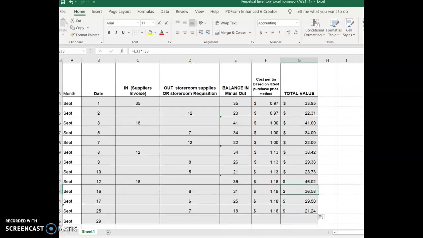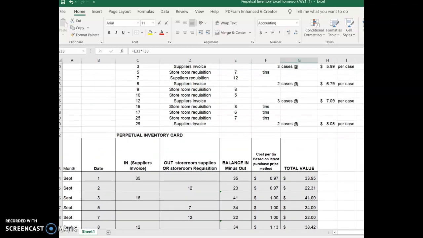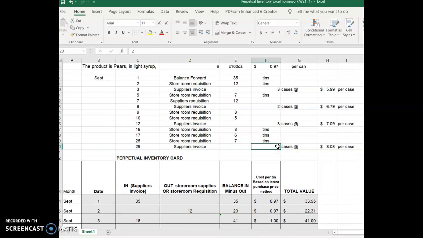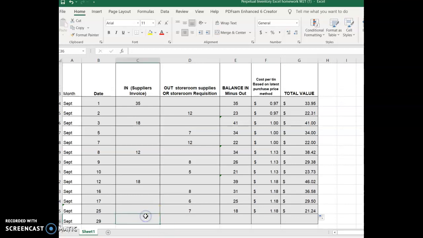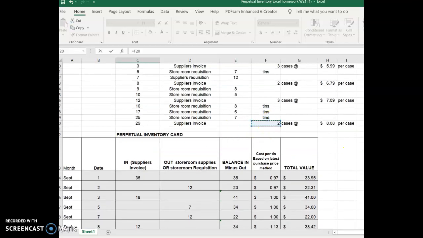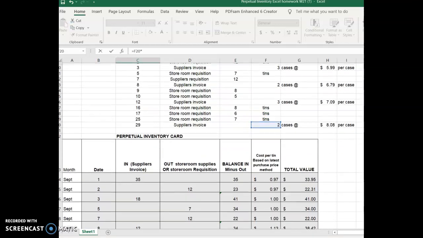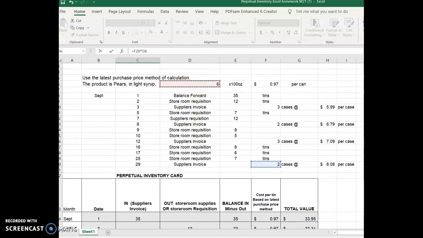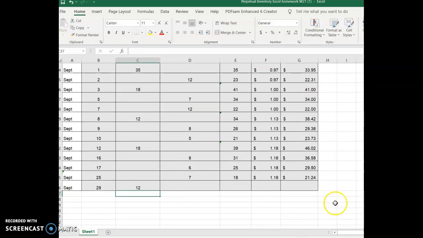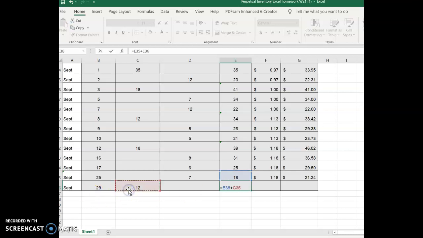So again, I can quickly show you. So again, we have 2 cases coming in. It's repetitive, we know it's going to be 12, but we had to put in the formula anyways. So it's going to be equals 2 multiplied by 6, because it's 2 cases multiplied by 6 tins to get a total of 12 tins. And then again, we have 18 plus 12 equals 30.